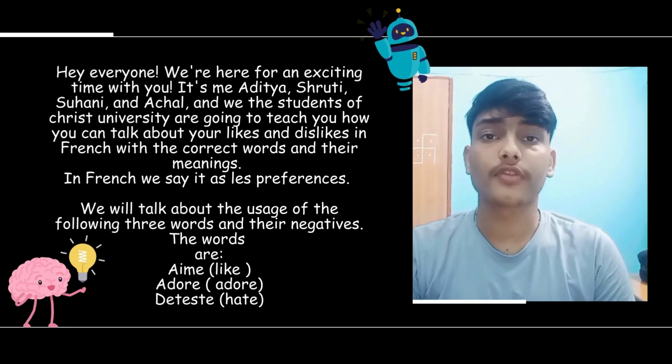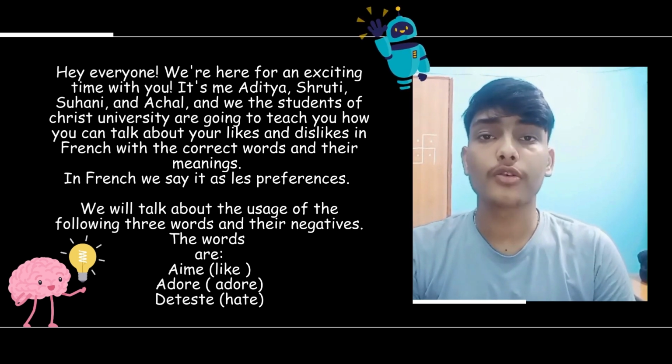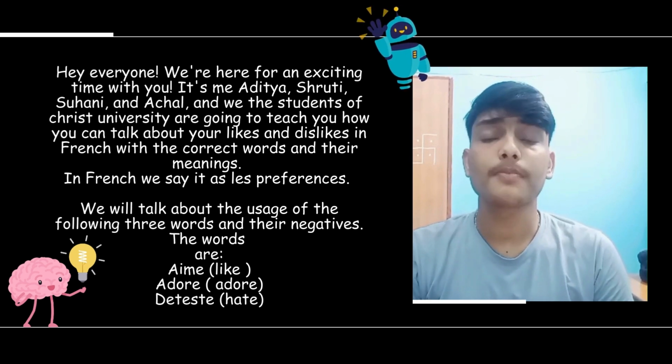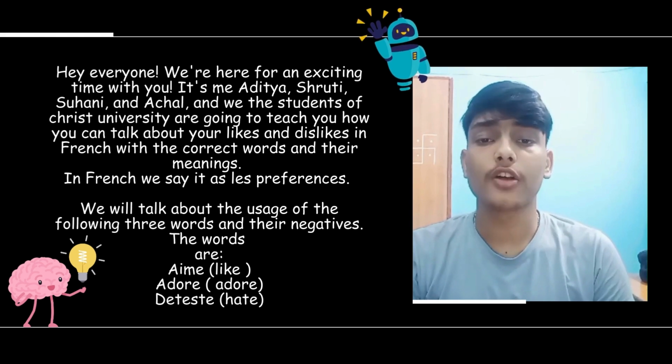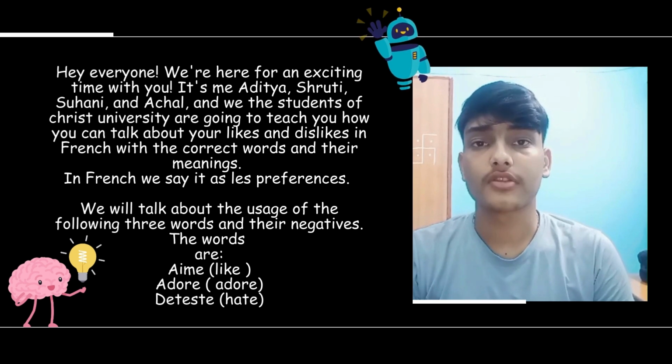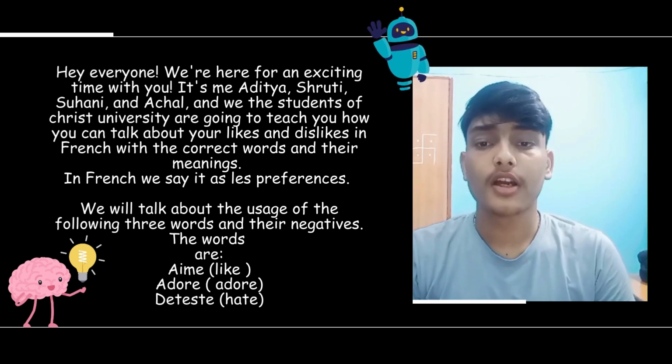We are the students of Christ University, and we are going to teach you today how you can talk about your likes and dislikes in French with the correct words and their meanings. In French, we can say it as preference. We will talk about the usage of the following three words and their negatives. The words are aimer, adorer, détester.